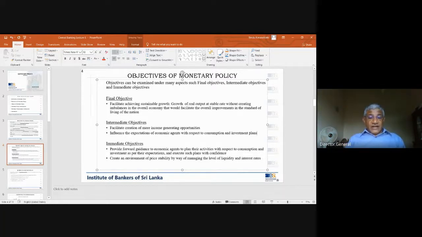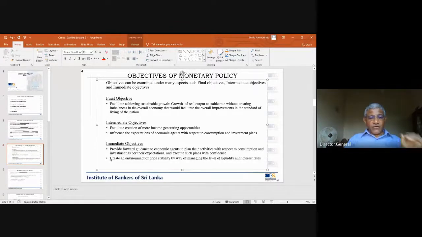Then create an environment of price stability by way of managing the level of liquidity and interest rate. Okay. Now let's look at the last one. Creating an environment of price stability by way of managing the level of liquidity and interest rate. This is where we have to start our discussion. Create an environment of price stability. Okay, this we have to discuss a little bit in detail.